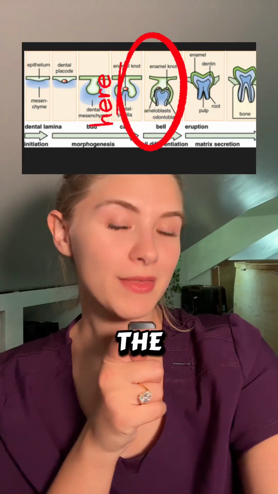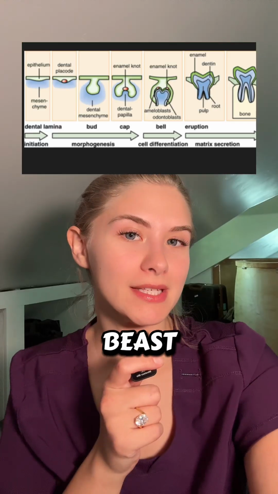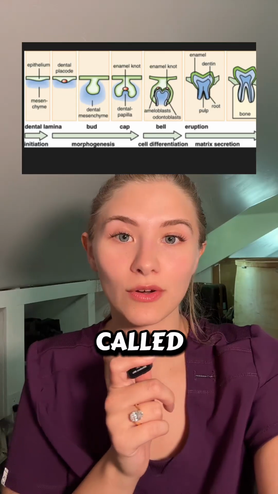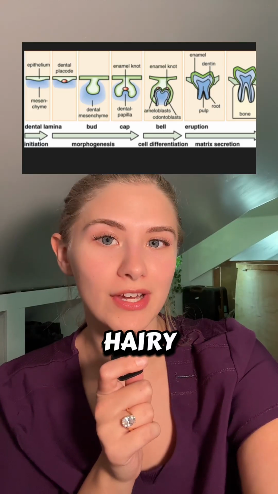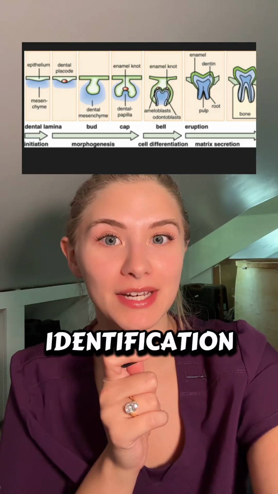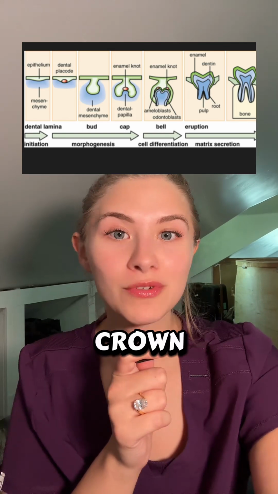Now stage 4, the bell stage. This is 11 to 14 weeks. I like to think of Beauty and the Beast. The tooth transforms, or the beast transforms. That's called histodifferentiation. I like to think of it as, oh, the beast was hairy. He's so hairy. This is when the cell gets its identification and they morphodifferentiate. The crown shape forms.